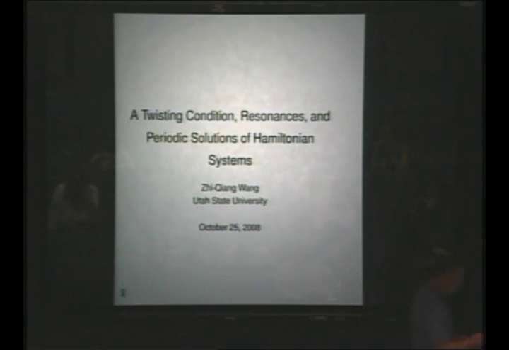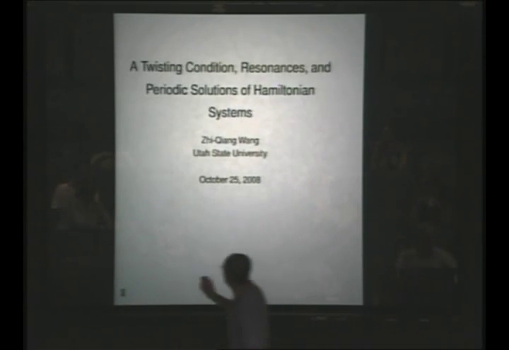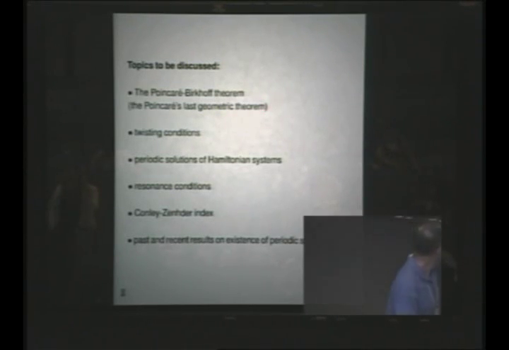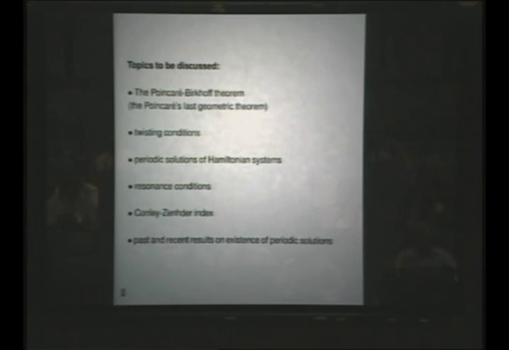The topics I'm going to discuss today. I start with the fixed point theorem due to Poincaré and Birkhoff, which can be used to find the periodical solutions in lower dimensional Hamiltonian systems. Lower means 1 or 2 dimensions: 1 dimension Hamiltonian or 2 dimension ODEs.